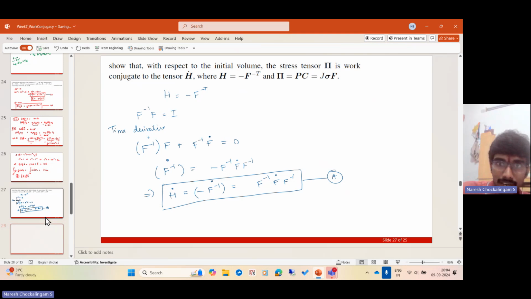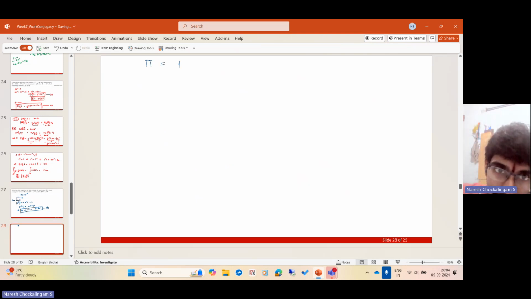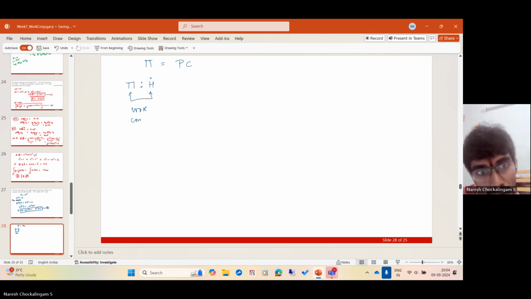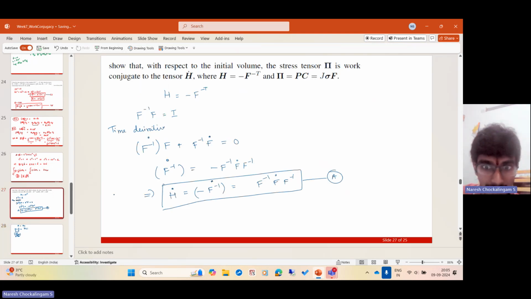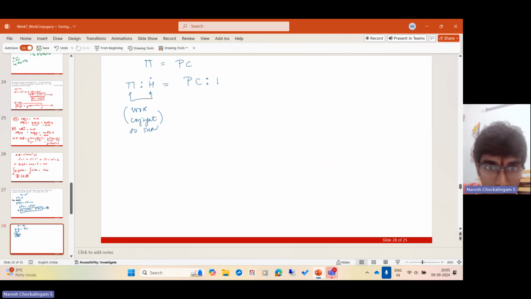What is the next step? We have defined stress pi. Pi is equal to PC. We have to show that pi and H dot are work conjugate. This is what we need to show. So let us take this contraction. What is it? It is PC contracted with H dot. What is H dot? H dot is F inverse F dot F inverse. So this is F inverse F dot F inverse.